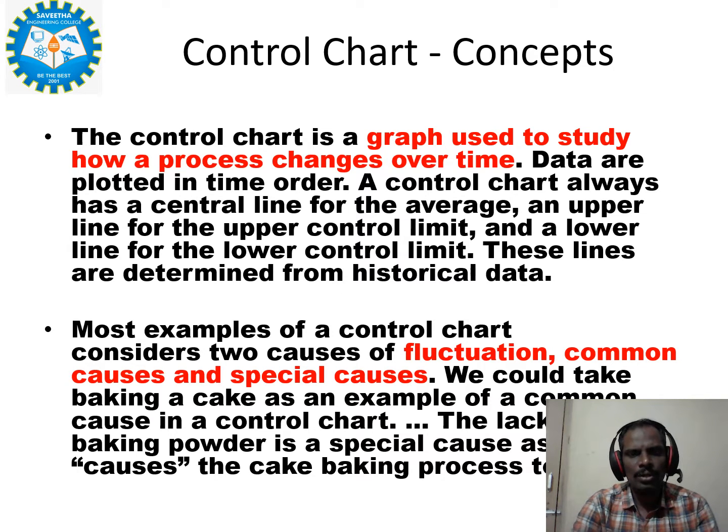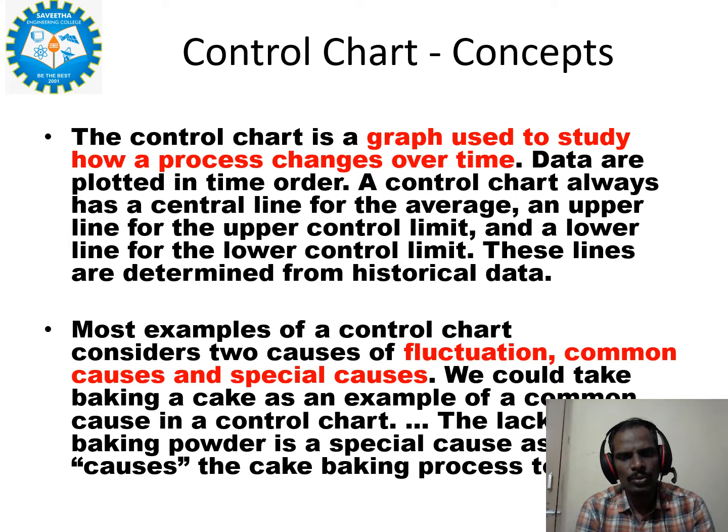The control chart concept is a graph which is used to study how the process changes over a period of time. So the data are collected, and those data are plotted graphically. There will be three lines indicated: a center line, an upper line, and a lower line. The upper line is called the upper control limit, and the lower line indicates the lower control limit.